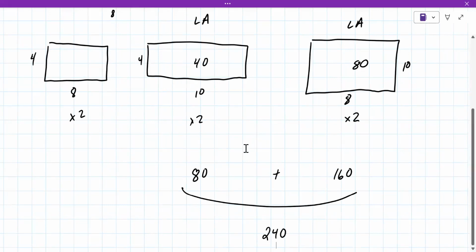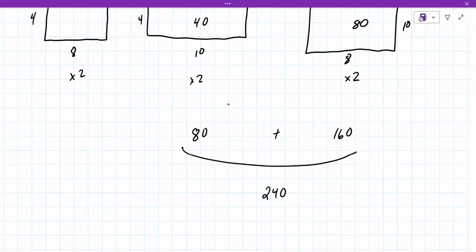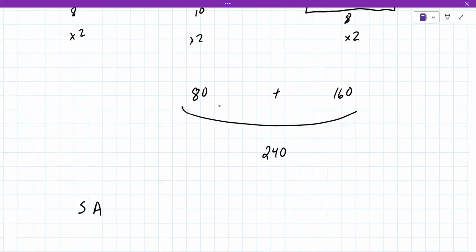Now there are some formulas here, but with a prism, you can sort of just look at the shapes and things like that. The surface area always includes the lateral area plus the bases.